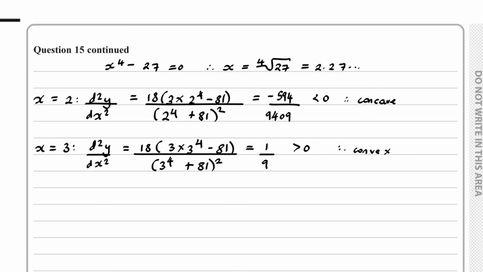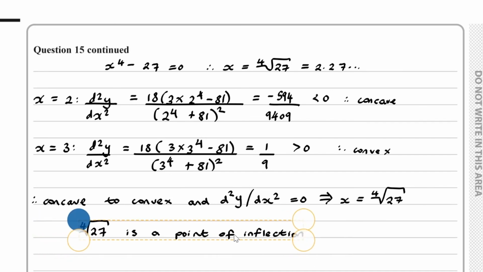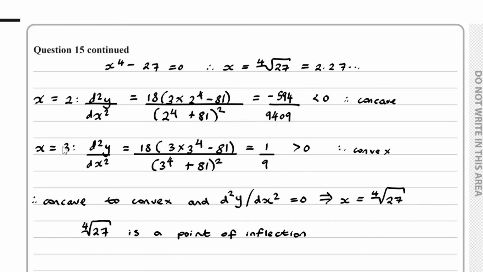So therefore we can conclude the following. We're going from something which is concave to convex, and we saw that the second derivative equaling 0 implies that x is equal to the 4th root of 27, and therefore the 4th root of 27 is a point of inflection. I should be technical over here, so let's complete this properly. Therefore, x equaling this is a point of inflection.